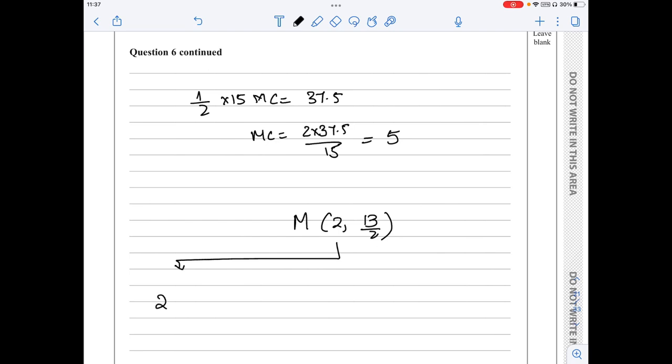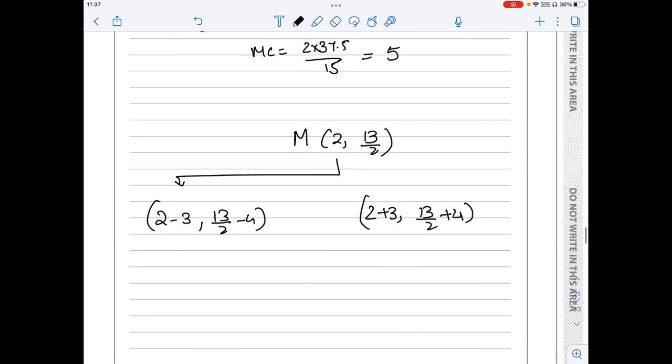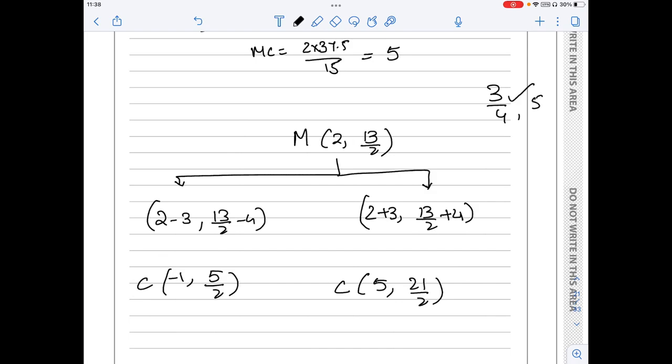So go backwards 3 and come down 4 for the down point, 13/2 minus 4. For the up point, go forward 3 and rise 4. So that's going to be the way. It becomes (-1, 13/2 minus 8, which is 5/2) and (5, 13/2 plus 8, which is 21/2). So these are the two coordinates of point C, either forward or backward. I have used the rise over run concept because 3, 4, 5 forms a right angle triangle.